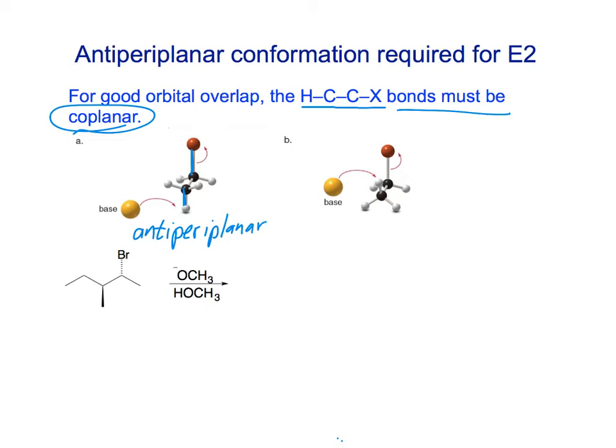anti-periplanar. Anti, we know, is a conformation where two groups are 180 degrees apart. Periplanar means in the same plane. The other possibility is that the carbon-hydrogen bond is in the same plane and on the same side as the carbon-bromine bond. And so this is called syn-periplanar.